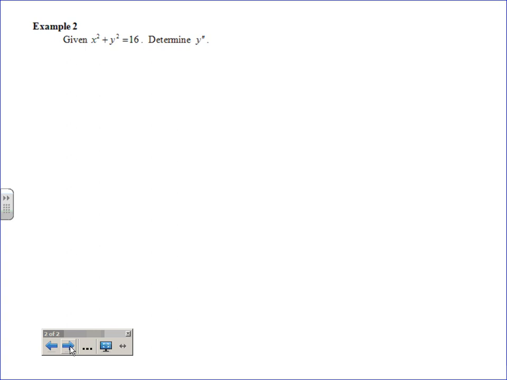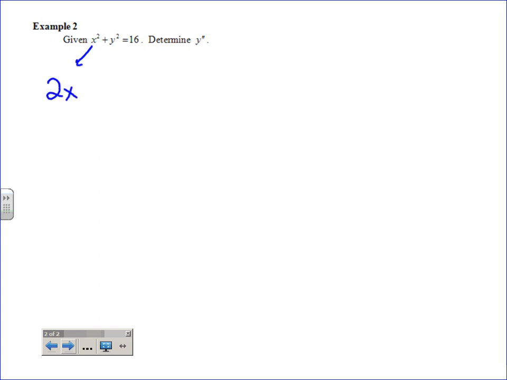But here, y double prime. So we better start with the first derivative. That sounds like a pretty good idea, right? Now, I'll give you a little, well, we'll just see what you want to do. Now, here we go. Implicit.